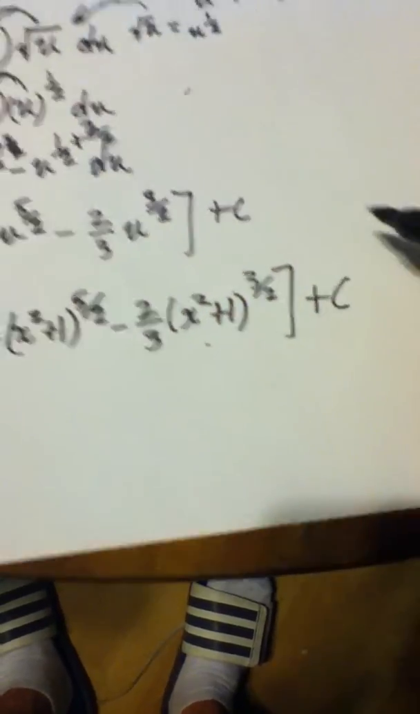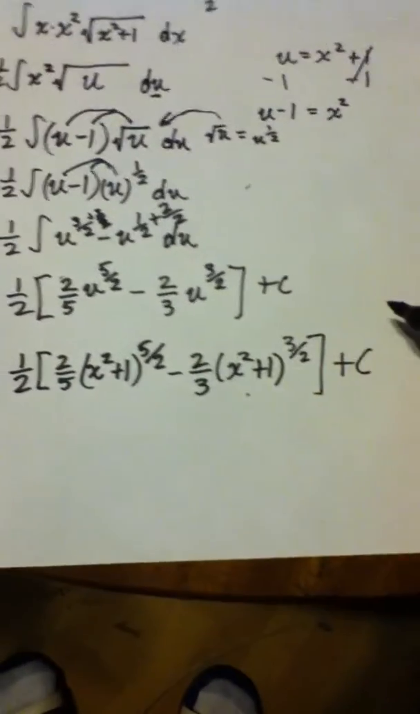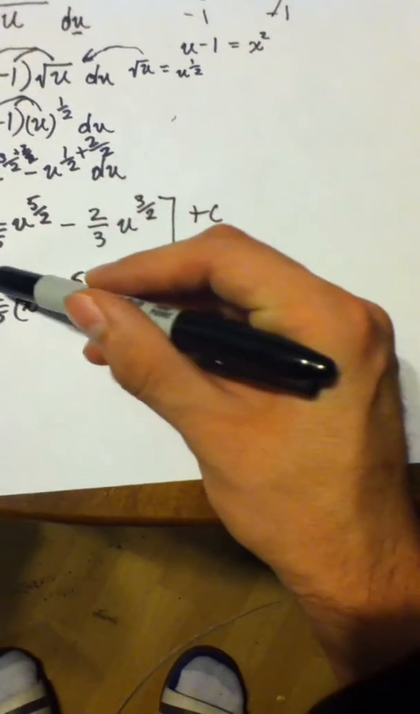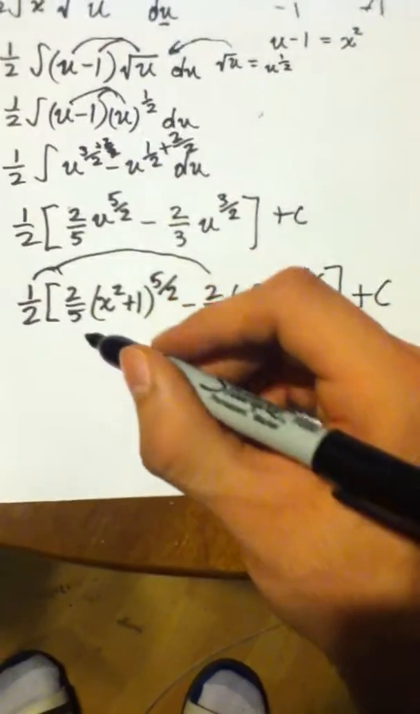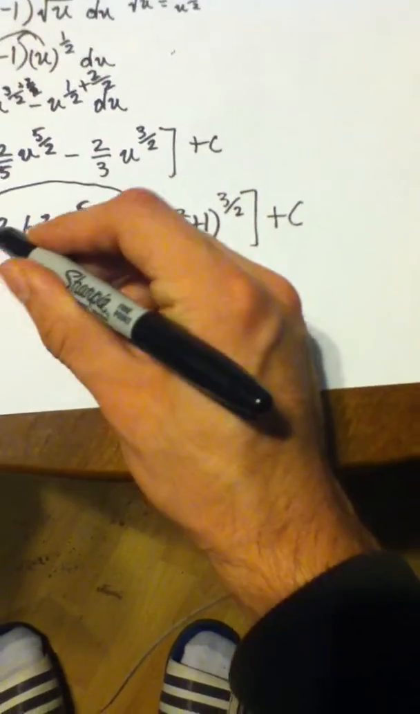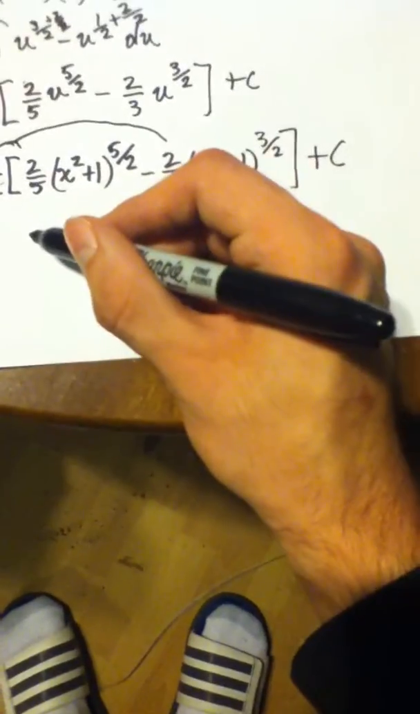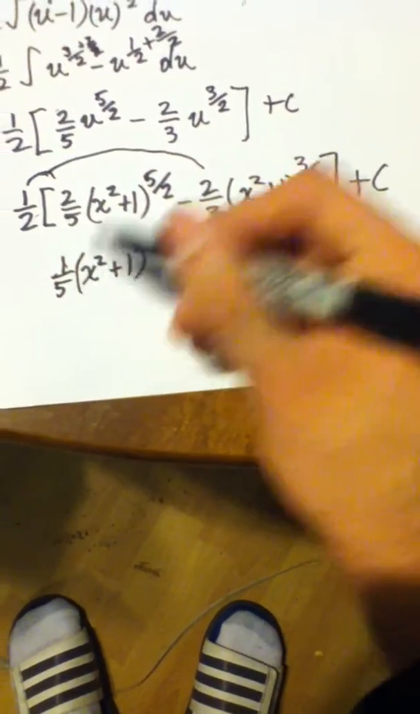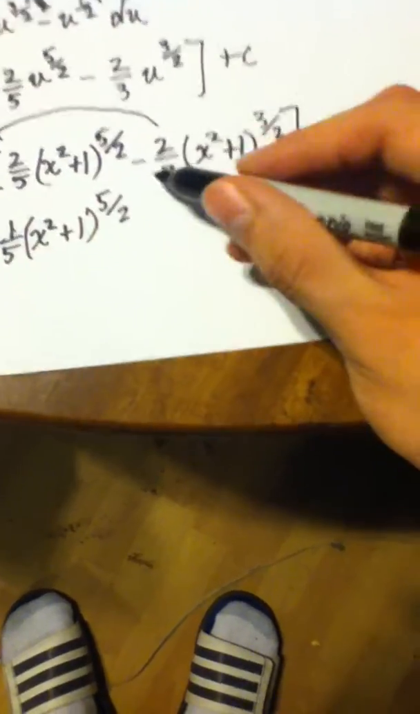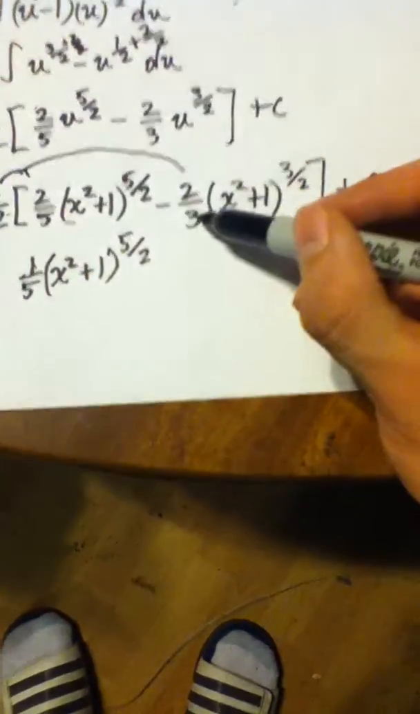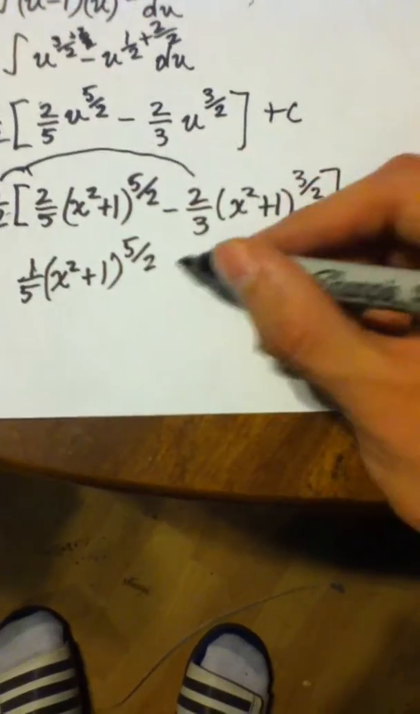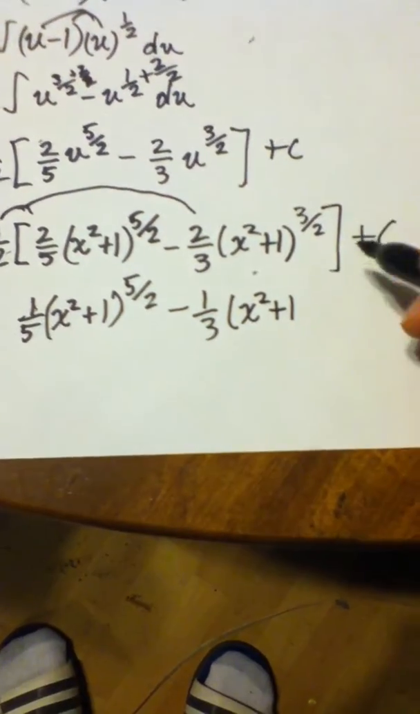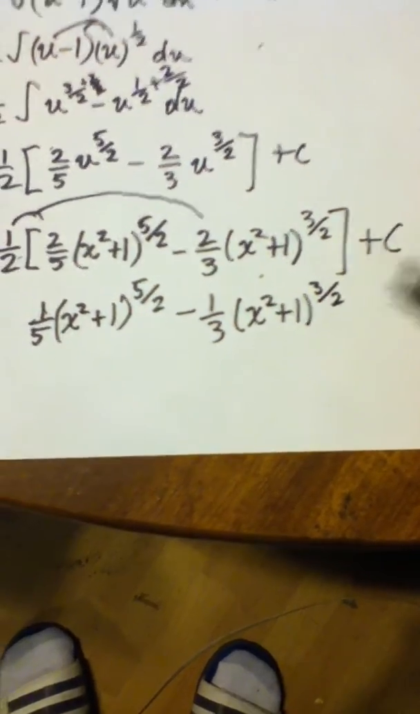And so this would be typically a correct form of writing the answer, but if you wanted to go a step further, you could by distributing the 1/2, and you get it to simplify just a little more. So when you do that, the 2's will cancel when you distribute there, so you actually have 1/5 times x squared plus 1 to the 5/2 power minus 2/3. So that 1/2 will get distributed to the 2/3 as well. So the 2's will cancel and you get minus 1/3 times x squared plus 1 to the 3/2 and then plus c.